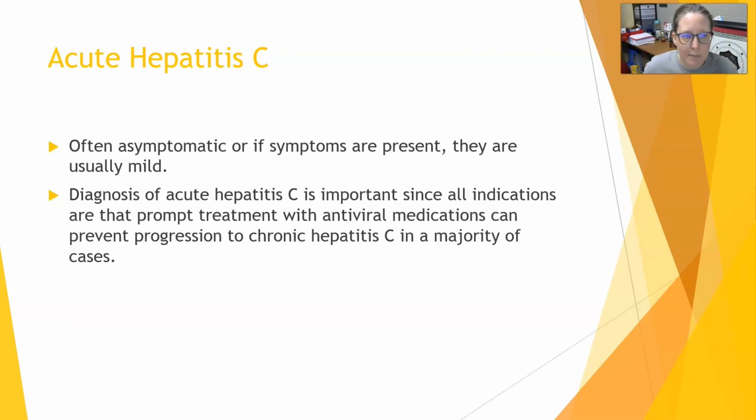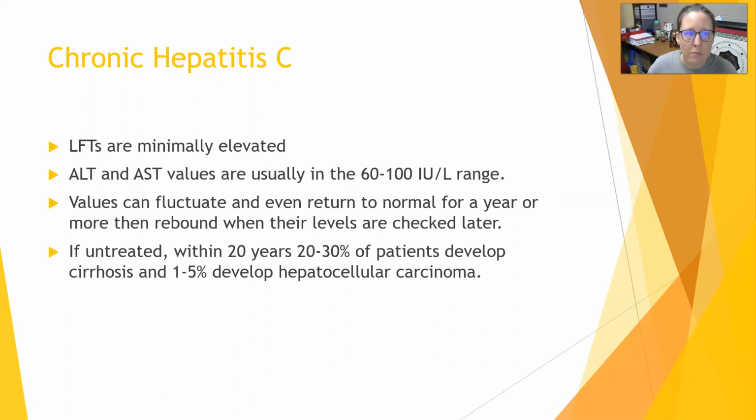Acute hepatitis C is often asymptomatic, or if the symptoms are present, they are usually mild. The diagnosis of acute hepatitis C is important since all indications are that prompt treatment with antiviral medications can prevent the progression to chronic hepatitis C in a majority of cases. Again, that's if they know they have it though. So screening is super important.